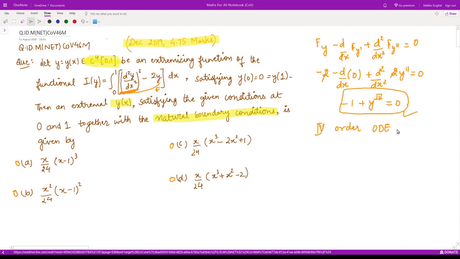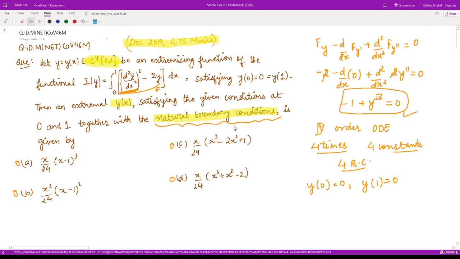Solving this, we need to integrate it 4 times, so this would include 4 constants of integration. So we need 4 boundary conditions. Two of these are given in the question, that is, we are given y at 0 is equal to 0 and y' at 0 is equal to 0. The other conditions are the natural boundary conditions.